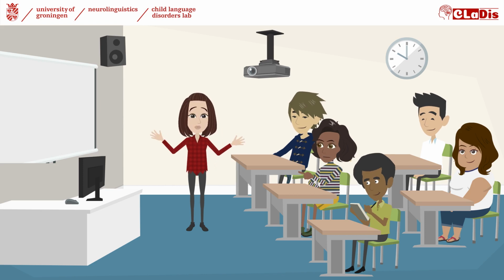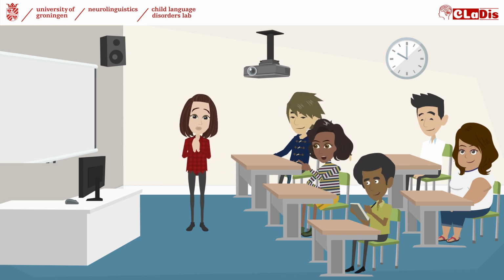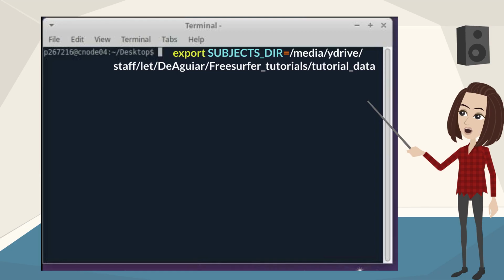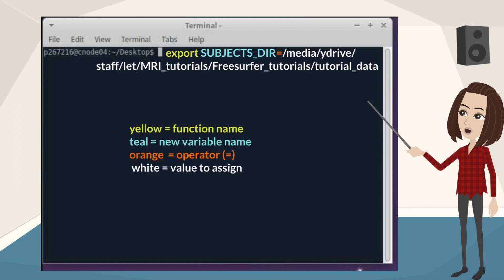To assign some content, like a directory, to a new variable, we use the function export. Just type export, the new variable's name followed by the equal sign, and then the directory address. You should notice that there is a specific set of rules about how the items are ordered when writing code. Every function has its own specific set of arguments, the things that come after. Here we start with the name of the function. Then the name of the new variable. Then an operator, the equal sign. Finally, the value to assign to the new variable, which is our address to the new working directory.